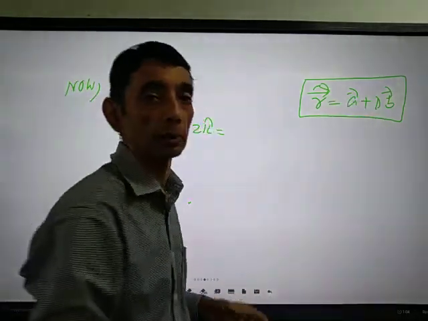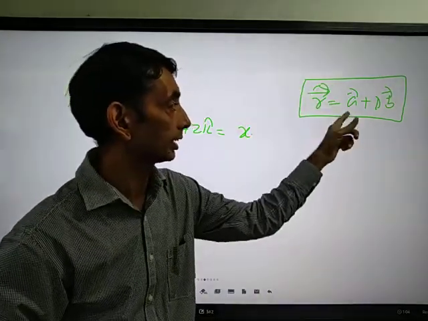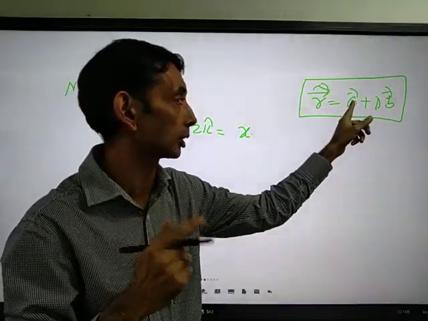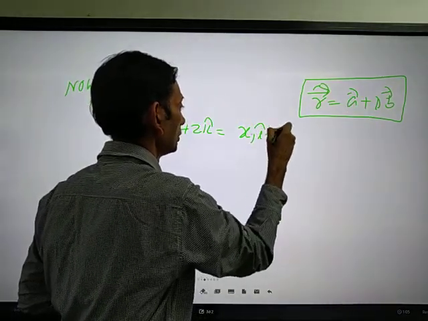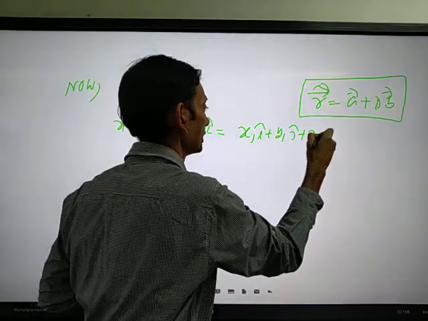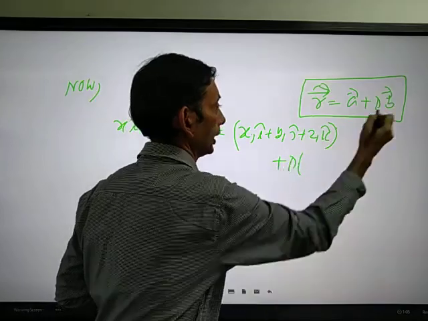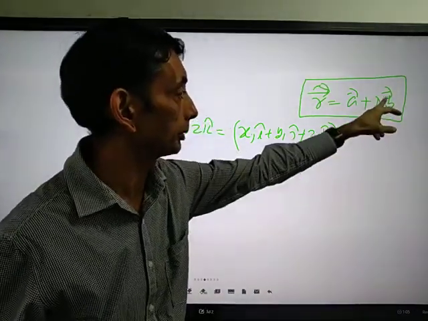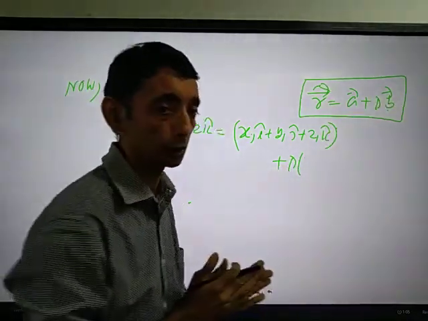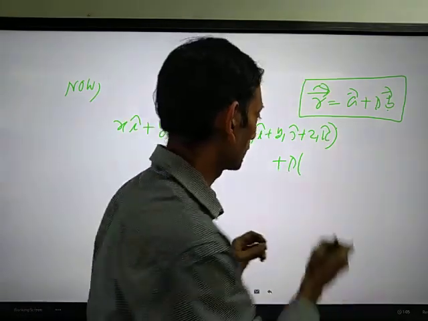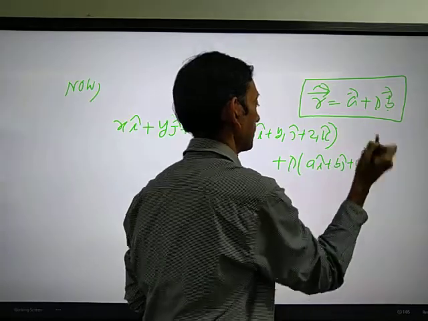A also can be written similarly, because A is the position vector of the fixed point A, and we have assumed the coordinates of A as x1, y1, z1. So A can be written as x1 i cap, y1 j cap and z1 k cap. Then this is A plus lambda times vector B. Vector B is parallel to the line, and we know the direction ratios of the line, so B can be written in terms of the direction ratios, that is a i cap, b j cap and c k cap.